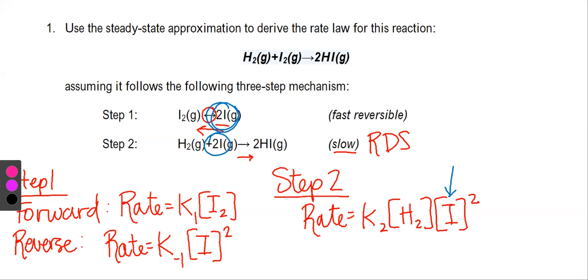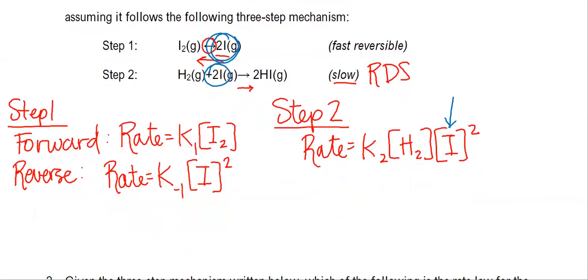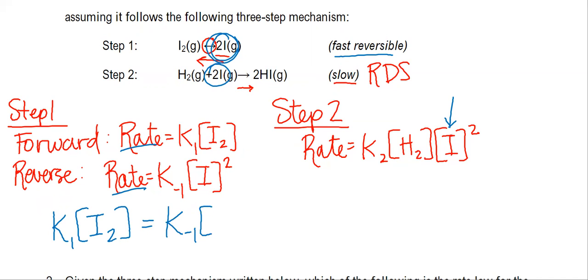Okay, so the way that we're going to do that, we have to do some work with the step 1 reaction, forward and reverse rates. Since it's a fast reversible rate, what that means is the rates of the forward and the reverse reaction are equal to each other. So if these 2 rates are equal, that means we can set the other side of the rate laws equal to each other. So from the forward reaction, K1 times the concentration of I2 would be equal to K -1 times I squared.